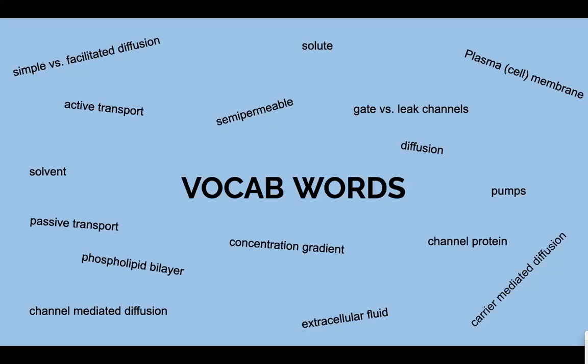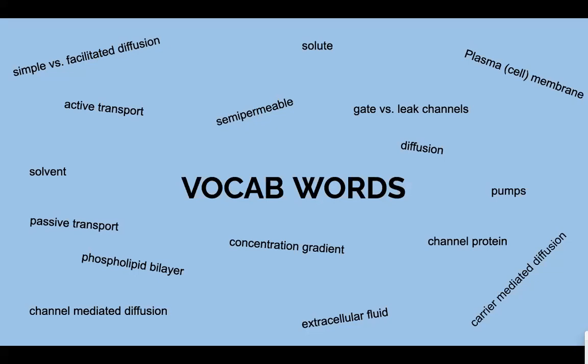Concentration gradient is the gradual change in the concentration of a substance from one area to another, driving the movement of molecules or ions during diffusion. Solute is a substance that is dissolved in another substance, which could be a solvent, to form a solution. And then a solvent is a substance in which solutes dissolve to form a solution.